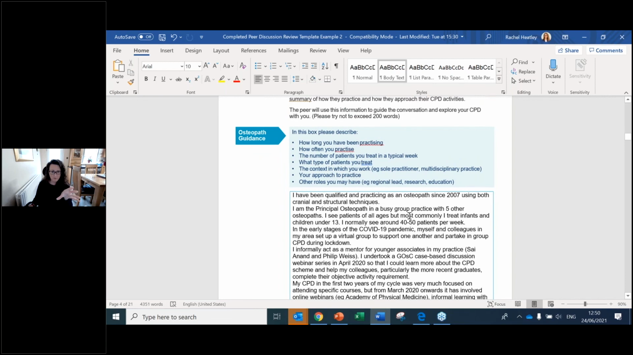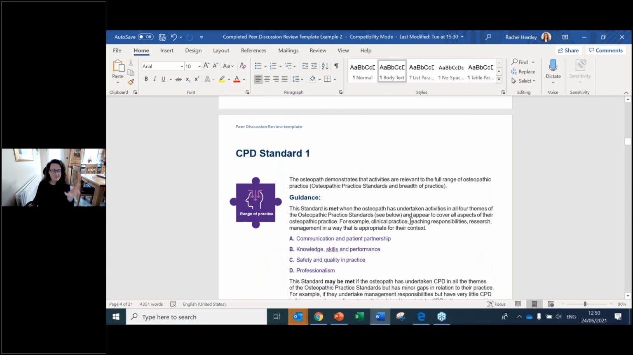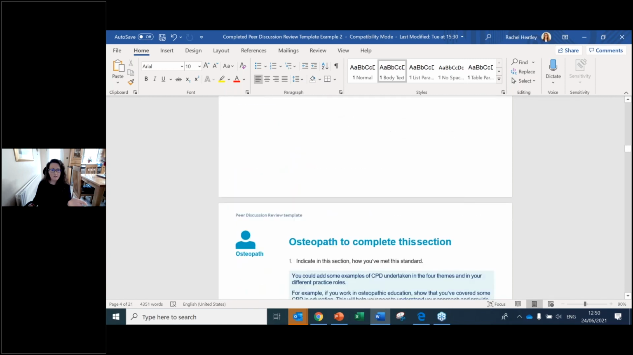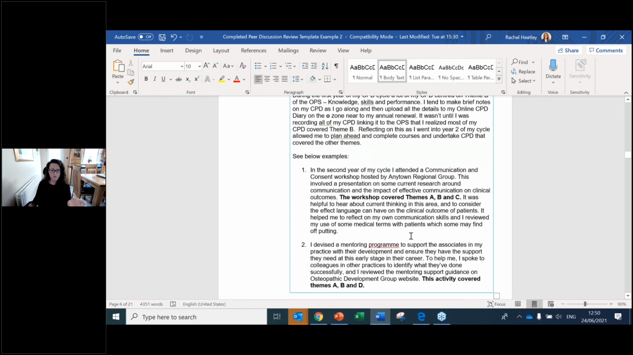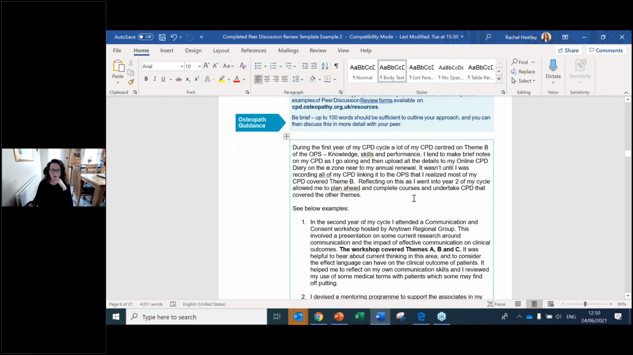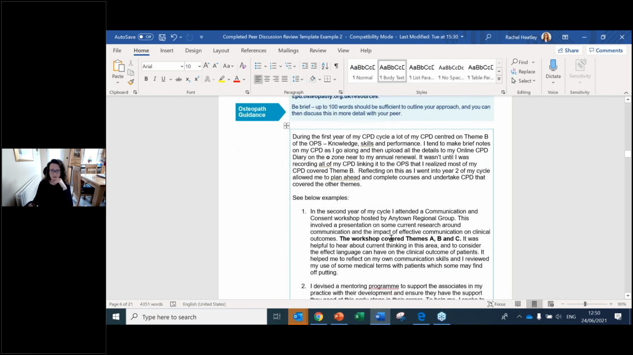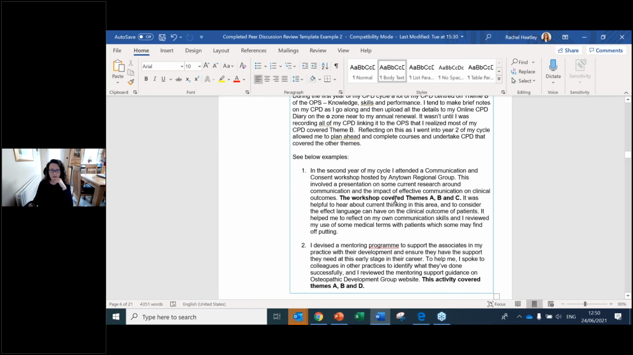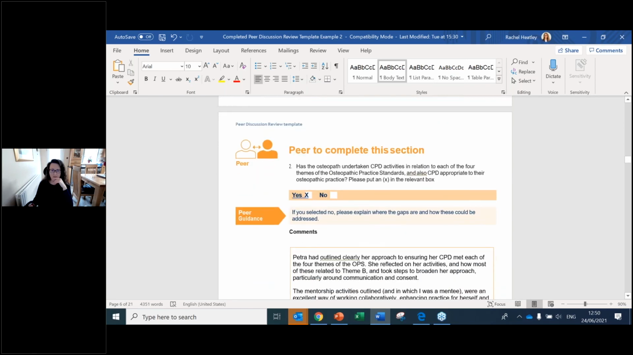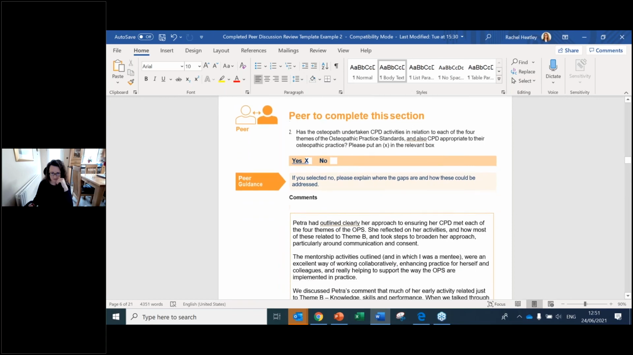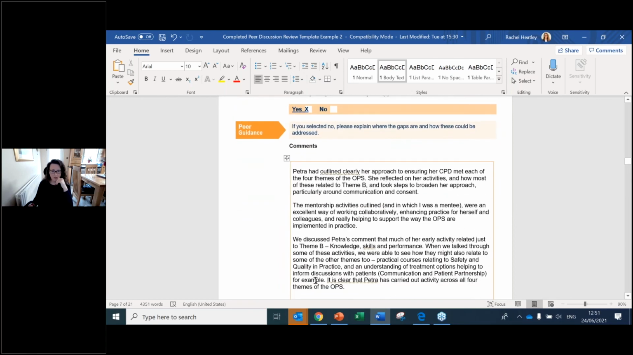Basically, you write a short bit of blurb about your practice, how many osteopaths you see, what type of practice you engage in. Standard 1, this osteopath wrote 3 paragraphs on their practice. They picked out 2 examples of CPD that they undertook and what sort of themes. And what the peer says, did the osteopath complete CPD activities in relation to 4 themes of the OPS? Yes, they did. And this is what their peer said.